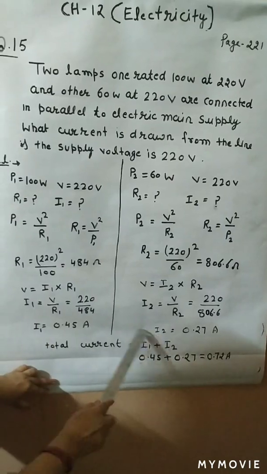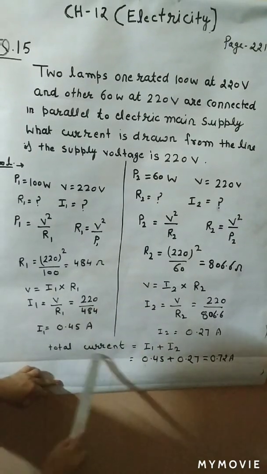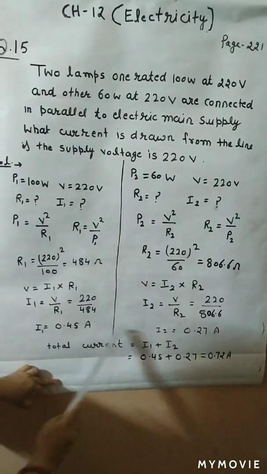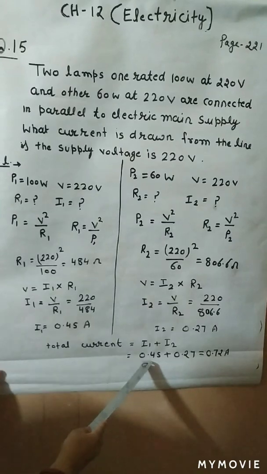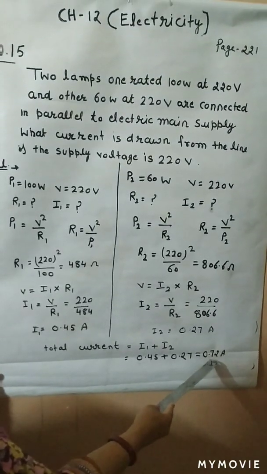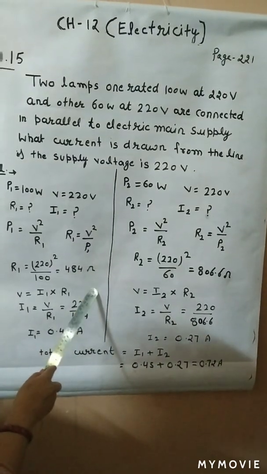Now see, these are the individual currents drawn by the bulbs. But you know that in parallel, the total current is calculated by the formula I1 plus I2. So we will add these two currents, 0.45 plus 0.27 ampere is equal to 0.72 ampere. There is one more alternative method also.